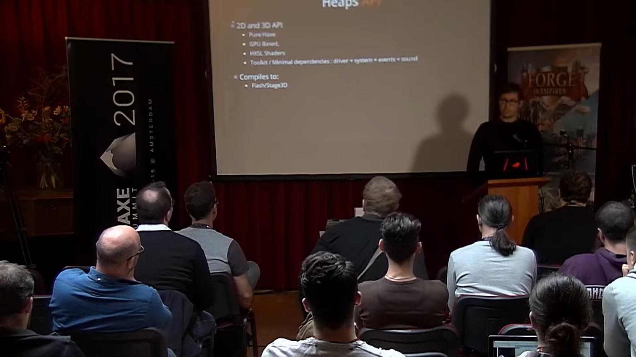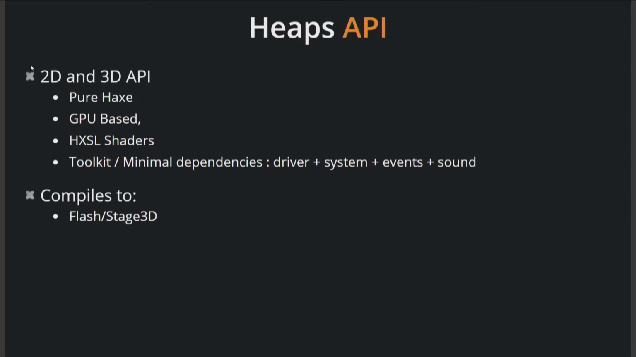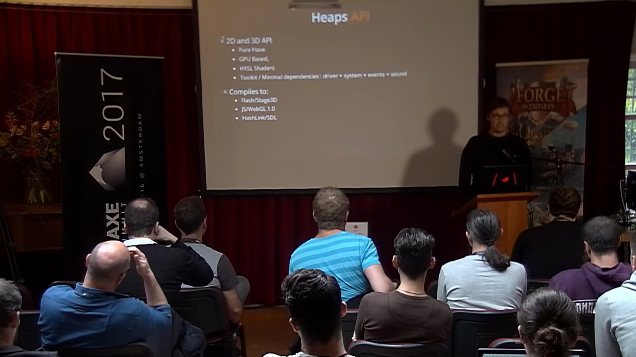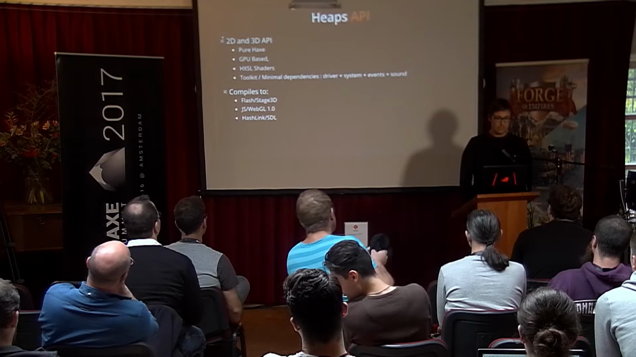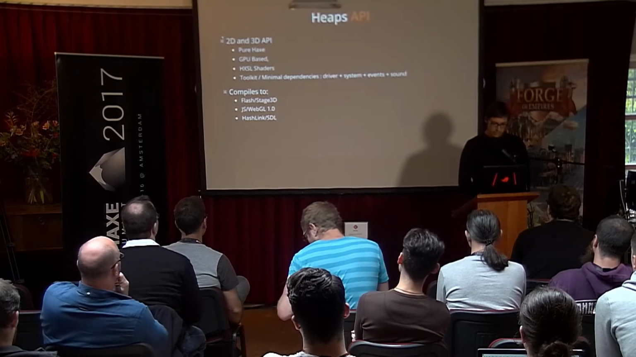Heaps used to compile, and still compiles, to Flash and Stage3D, but you know it's dying. So, if you still have Flash content, you can publish to it. It compiles to JavaScript and supports WebGL 1.0. I'm planning to add support for WebGL 2 when it becomes a bit more mainstream. So you can compile to JavaScript, and you have a canvas and it works well. It also compiles to HashLink, with support for SDL, and a DirectX layer also, HashLink DirectX.